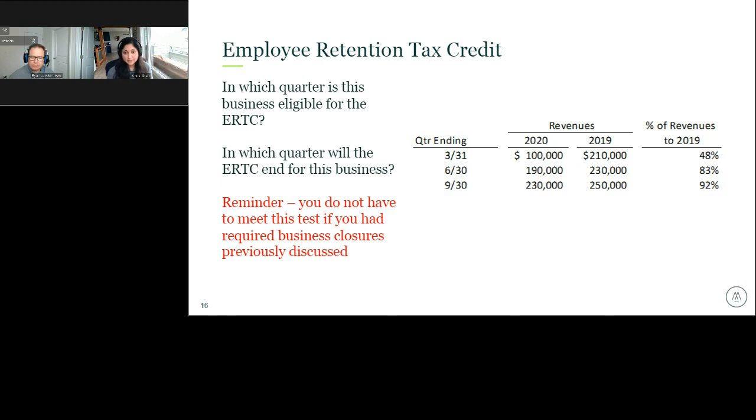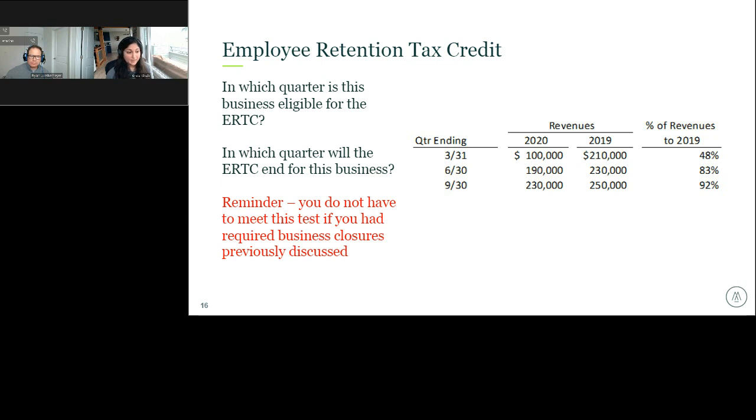So as soon as you go below 50%, it kicks in, and as soon as you go over 80%, the quarter after that, it ends. So that's how you would calculate the timing of when you're eligible for ERTC. Remember, you only need to meet one of the two criteria. Either you meet this significant revenue decline criteria, or you meet the criteria of whether you had full or partial closures of your business to become eligible for ERTC.